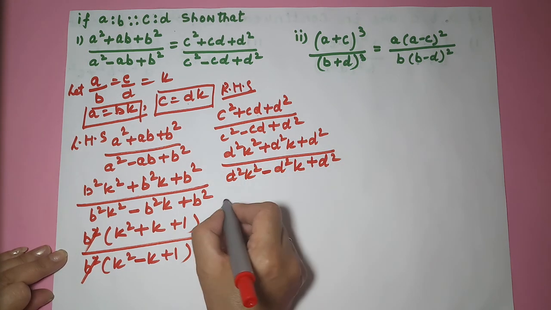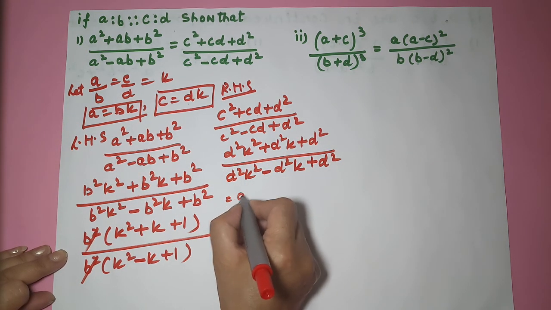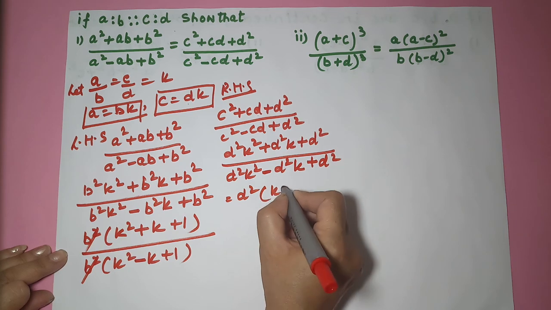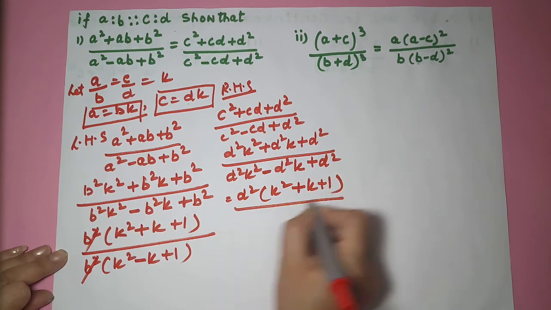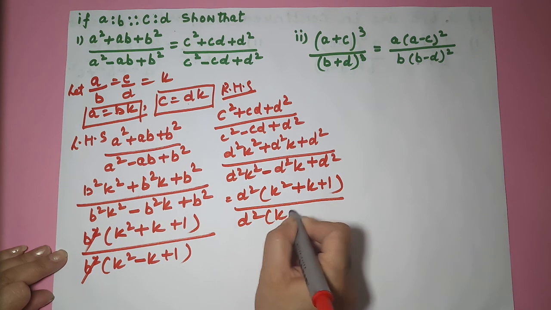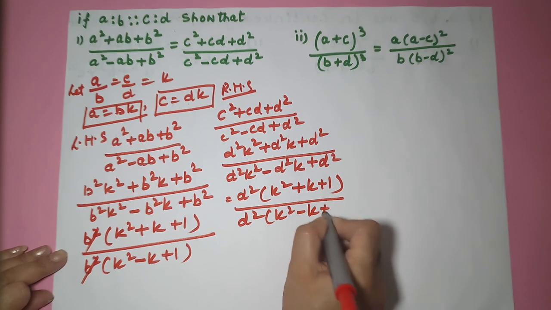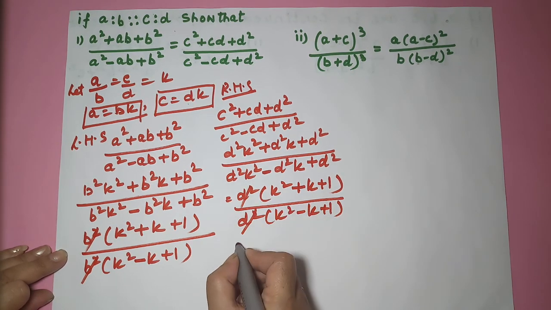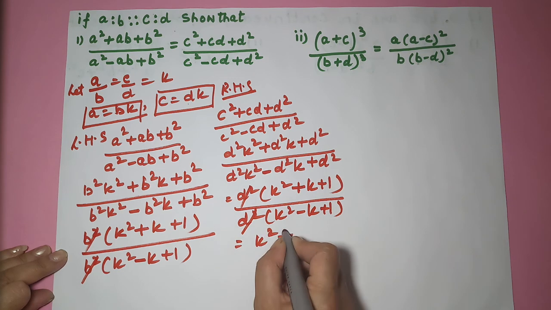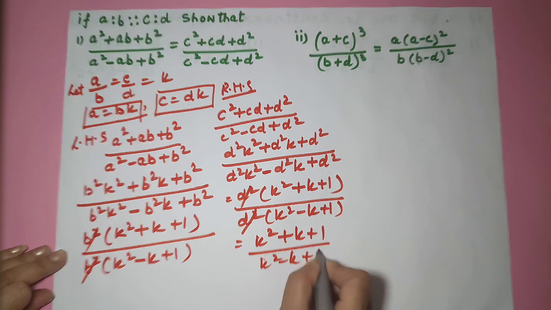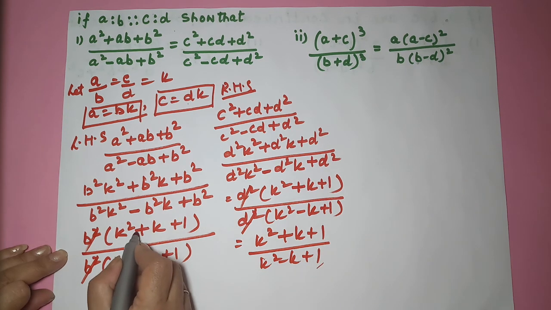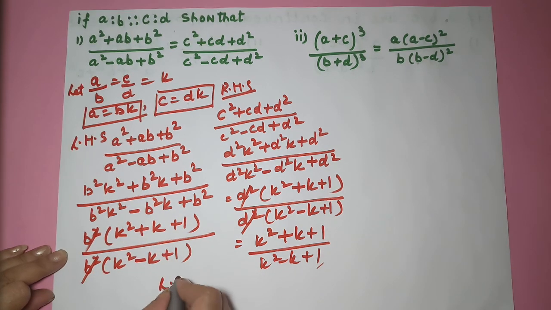Can we take something common in the numerator? Yes, d². What am I left inside with? k² plus k plus 1. In the denominator again d², k² minus k plus 1. So this and this will go. I am left with k² plus k plus 1 upon k² minus k plus 1, which was my left hand side also. So you have proved that your left hand side is equal to right hand side.